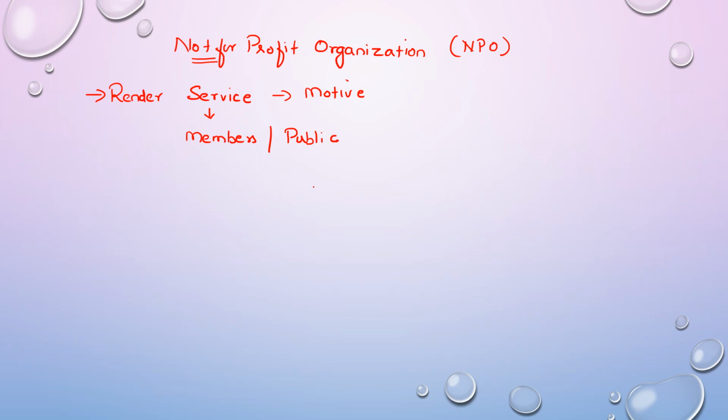So what type of organizations can you expect to find under this type of organization? Like you have charitable hospitals. These hospitals render service not only to specific people but to public at large. You can have sports club which might be registered as an NPO where they render service to the members who take membership into their club. They can avail the service of the club. So these are certain examples of not-for-profit organization.